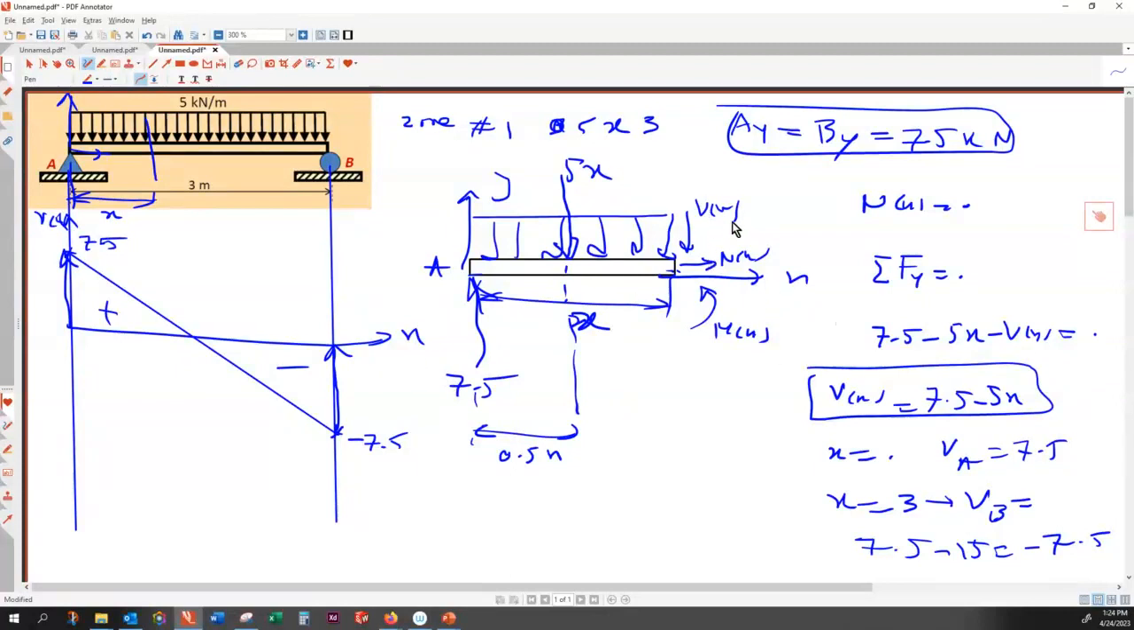The next thing is, how do I find M of x? Let me take the moment of forces with respect to point A. So I write net rotation with respect to the point A equal to zero, and that being the positive direction. So that means 5x multiplied by half x, that is in a negative, that is minus 5x times half x. Also, I have V of x multiplied by x, that is in negative direction, minus V of x, and the arm of rotation is x. And also M of x is positive, plus M of x is equal to zero.